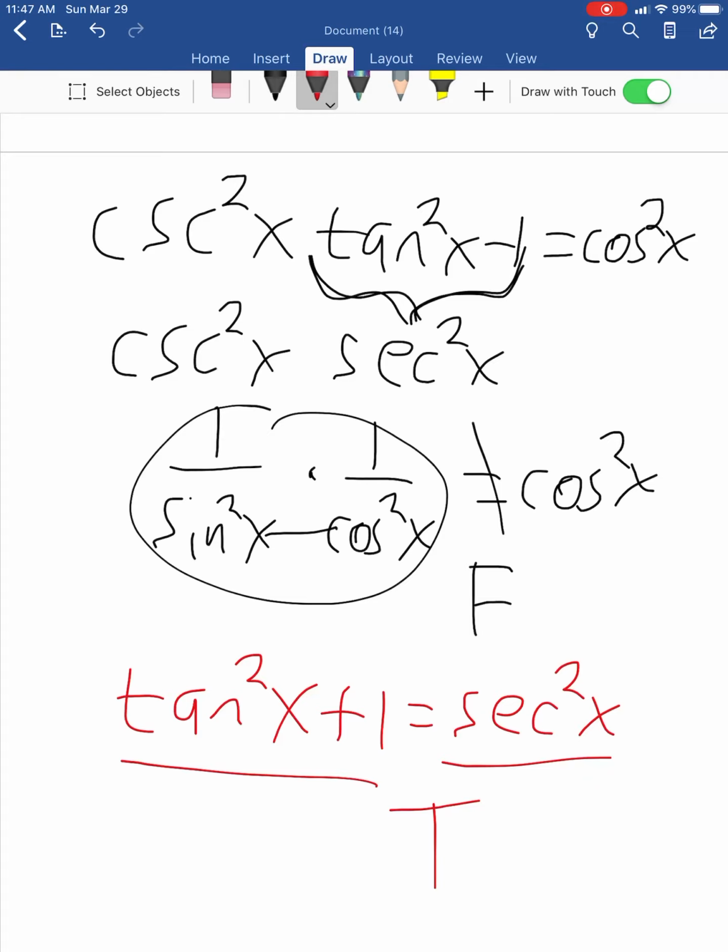Okay, so I hope that helps you get through the lesson. And remember, you're deciding if your identities are true and false in this lesson. Okay, good.